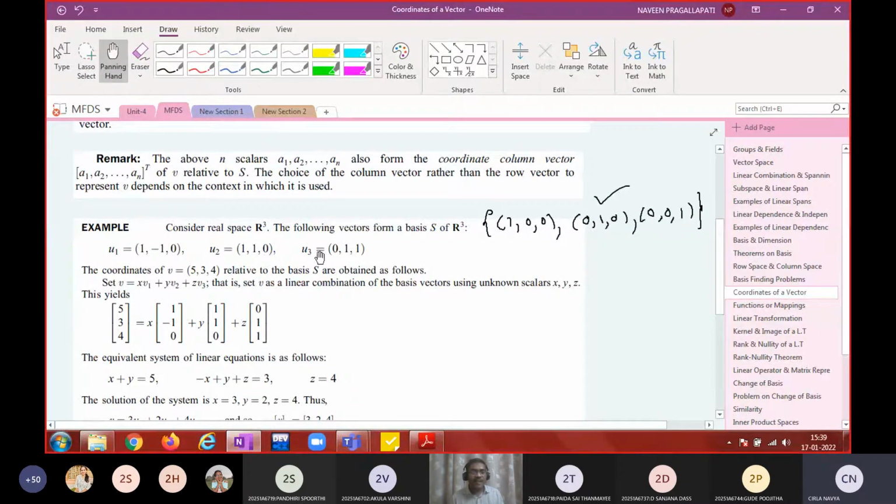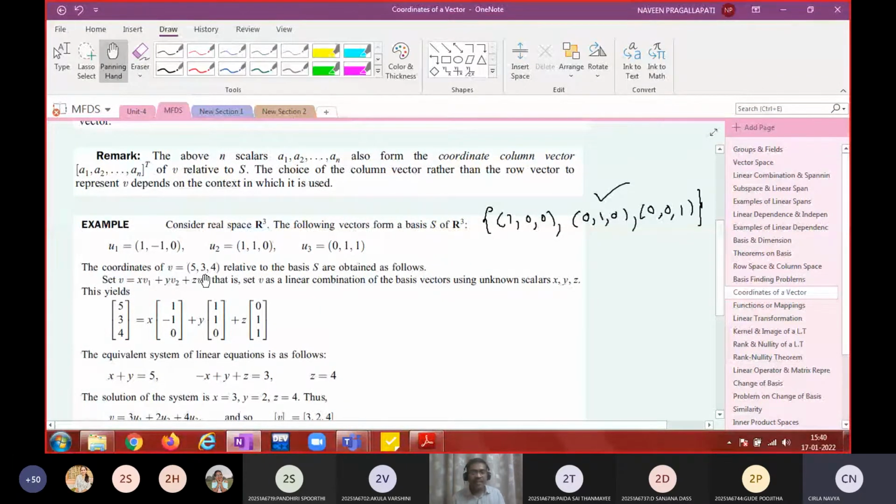This is another basis. Why is this another basis? Because this basis contains three vectors, which is equal to the dimension of the space, and these three together form a linearly independent set. Why are they a linearly independent set? You put them as row vectors and find out the rank. You will observe that the rank of the matrix is going to be 3. Therefore this also forms a basis for R cube.